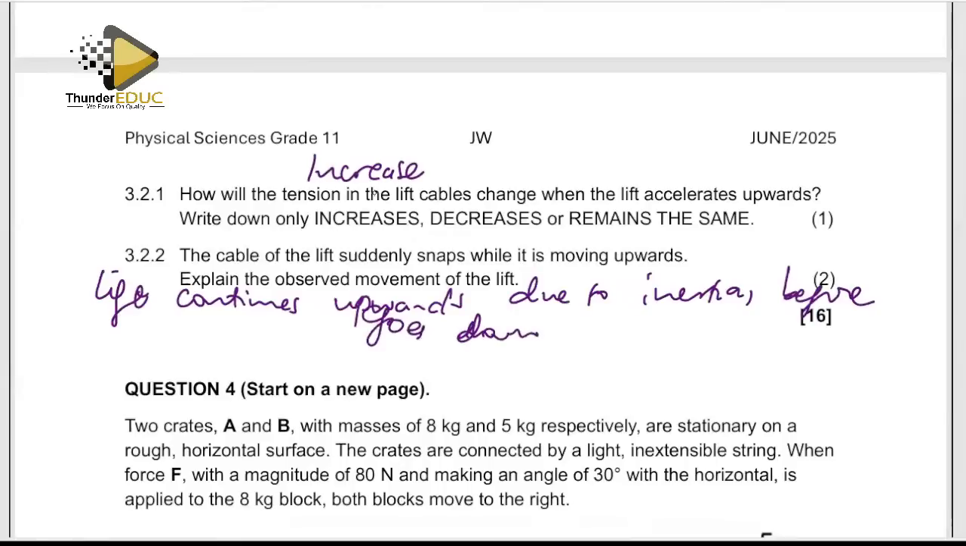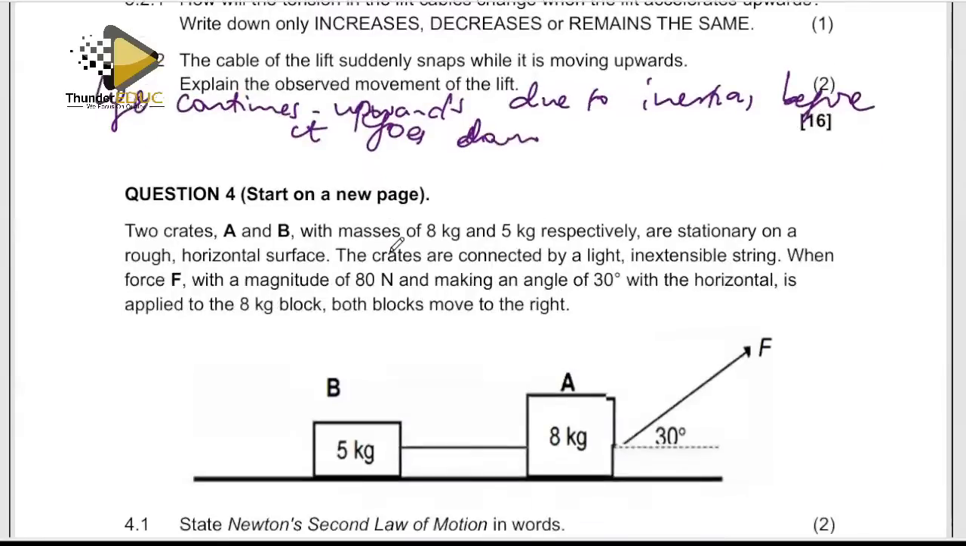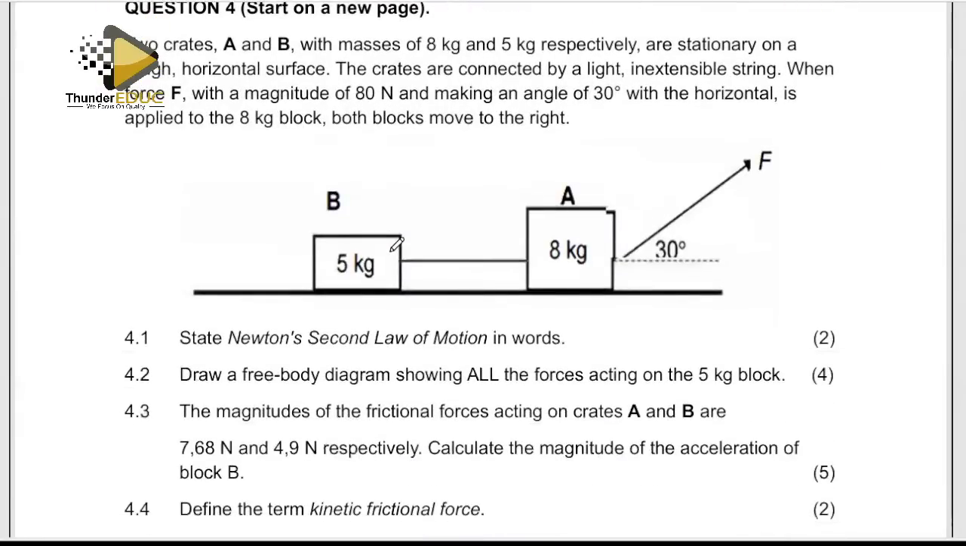All right, question number 4. Two crates A and B with masses 8 and 5 kg respectively are stationary on a rough surface. The crates are connected by a string. When a force is applied on the 8 kg block, both blocks will move. Then they are asking us to state Newton's second law of motion in words. So we say that when a net force acts on an object, the object will accelerate in the direction of the net force. And then the acceleration is directly proportional to the net force, but inversely proportional to the mass. So that's how that should be stated.